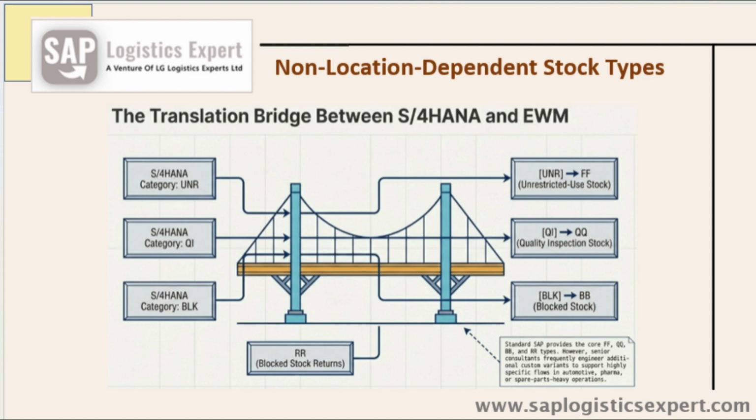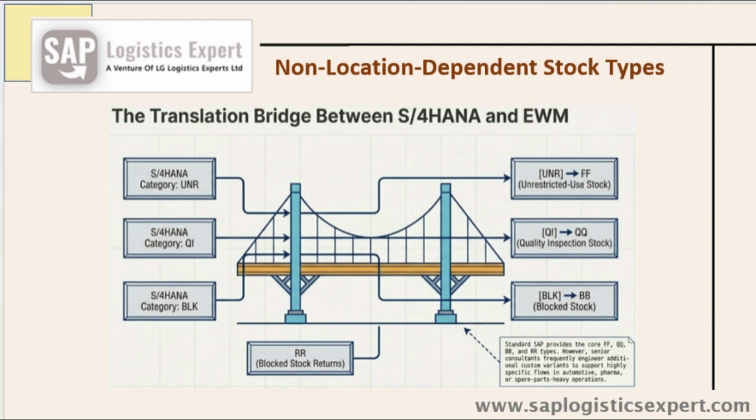Now let's configure the non-location dependent stock types. It defines the state of the stock, regardless of where it physically sits in the warehouse. SAP gives us standard types like FF for unrestricted, QQ for quality, and BB for blocked. These states remain the same whether stock is in GR, final bins, PSA, or customs. These types act as the bridge between S/4HANA stock category and final EWM stock type.